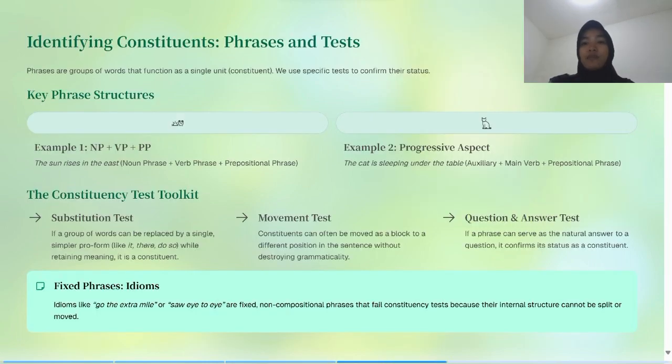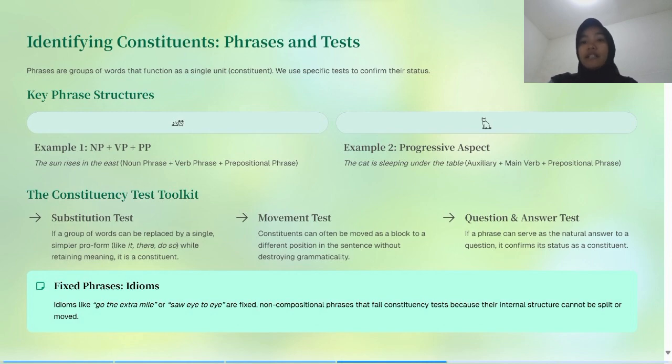The next slide is phrases and constituency test. For example, in the sentence, "The sun rises in the east." The sun is a noun phrase and rises in the east is a verb phrase. The prepositional phrase in the east modifies the verb to show location.